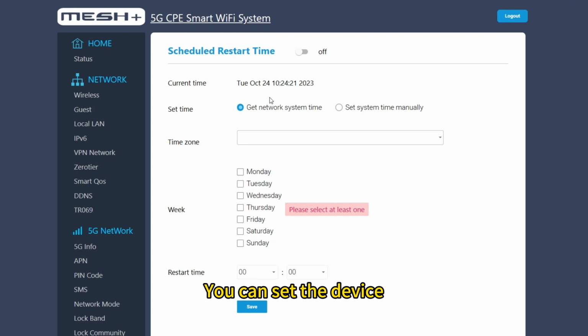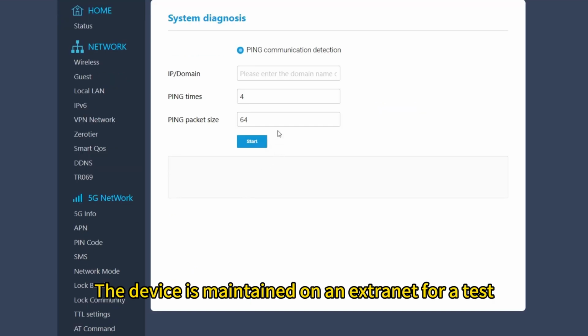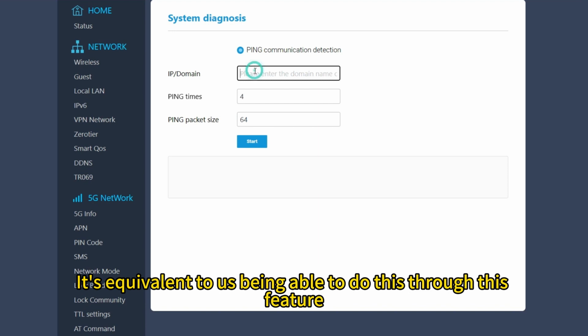You can set the device weekly scheduled restart. The device is maintained on an extranet for a test. It's equivalent to us being able to do this through this feature.